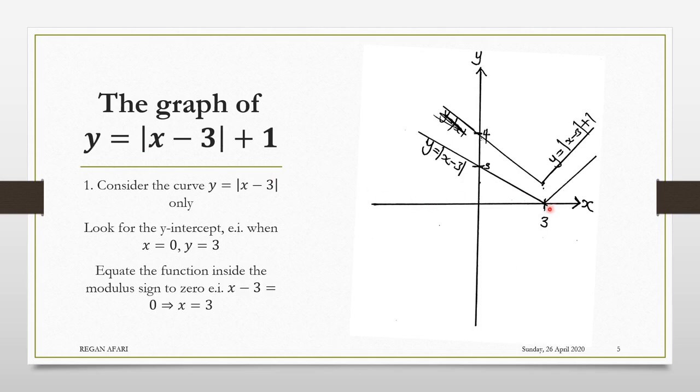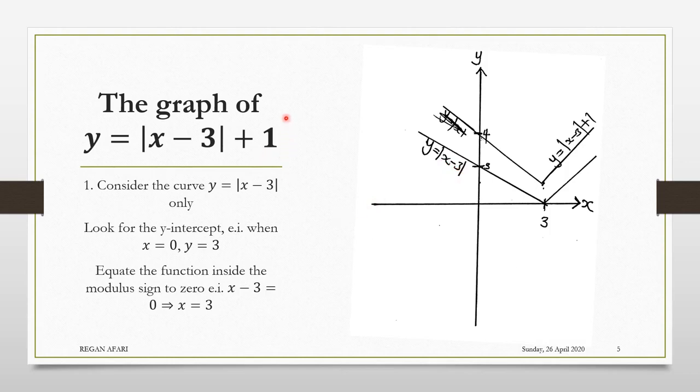So we have this 3 here, and the y-axis is also 3. That's your y-intercept. So you connect it to form a V shape. You have this, you have that, you are done. That is the curve for y equals the absolute value of x minus 3.